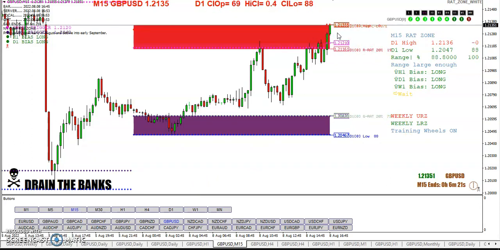Price is moving up. And so red rats are starting to lick their chops. Range is large enough. All the biases say long. So you just have to wait to get a signal to come back down.